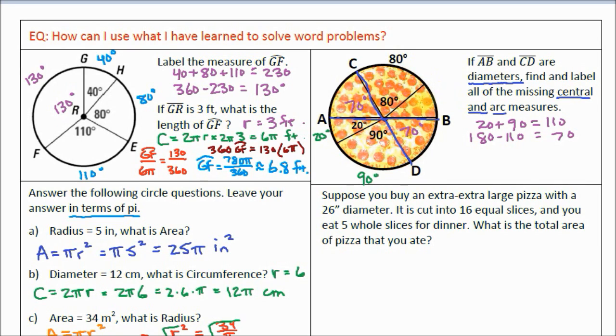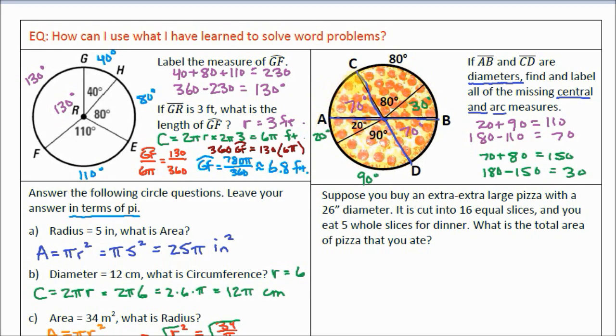And now I can figure out what this angle is. Since 70 plus 80, oops, that's not an 80. 70 plus 80 is equal to 150. I can find that missing angle by subtracting that from 180, and I end up with 30 degrees. So this is 30 degrees.